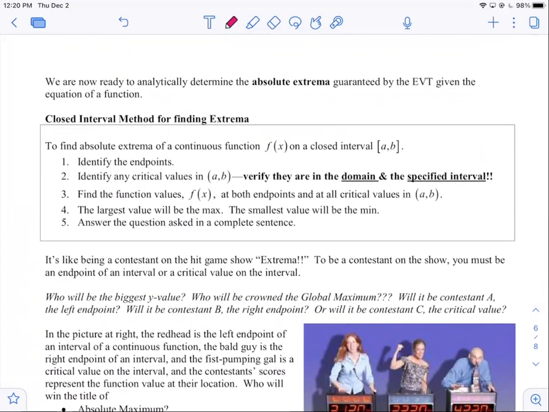Yeah, if f is continuous on the closed interval from a to b, then yes, f has a max and a min. Where? In France?